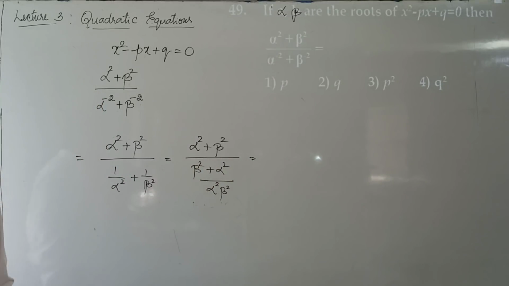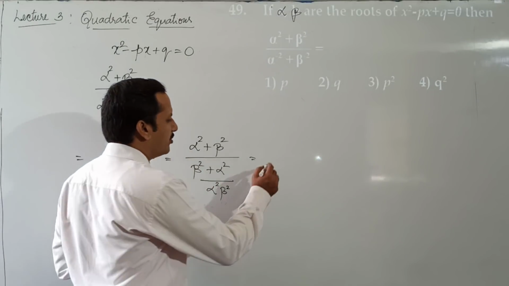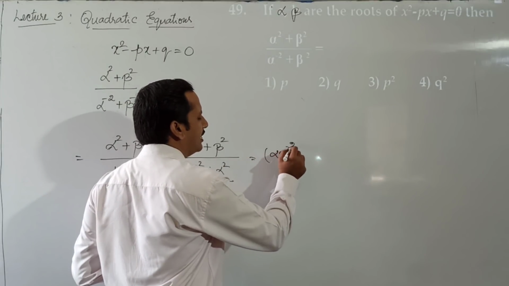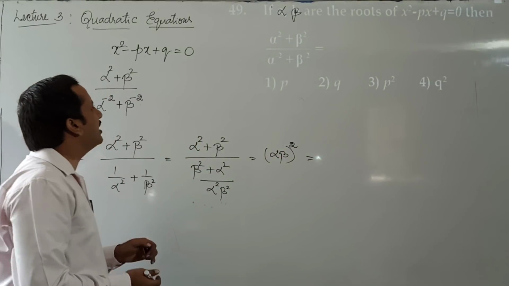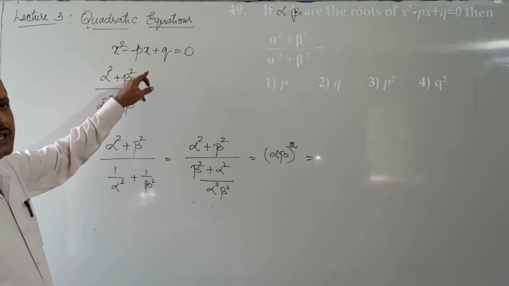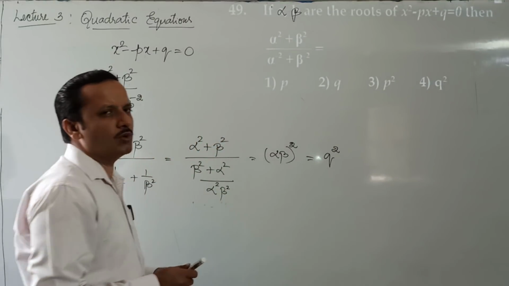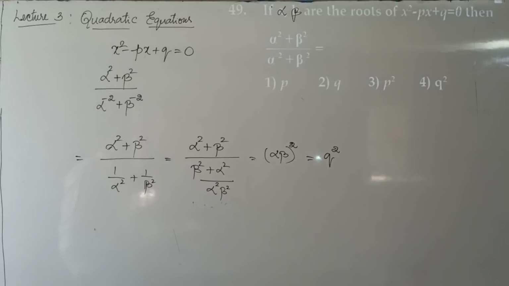These two, alpha square plus beta square, get cancelled. This will come up to the numerator. So alpha square beta square, in other words, alpha beta whole square. Alpha beta is nothing but c by a. So q by 1, which is q. So the answer is q square, fourth option.